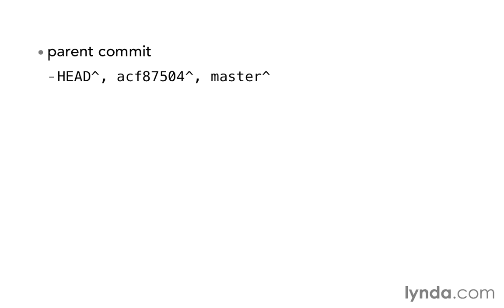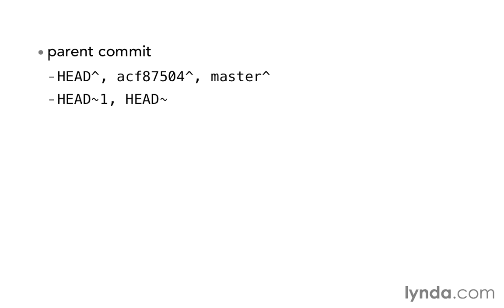We can also use a tilde notation. That is to have a reference to the commit and then a tilde followed by the number of generations we want to go up. So head going back 1. We can also leave off the 1 and it's just assumed. Most people tend to use the caret in this case instead of the tilde, but they do the same thing. If our head commit is ACF 87504, then all 5 of these all refer to the same thing. They all refer to the parent commit of ACF 87504.